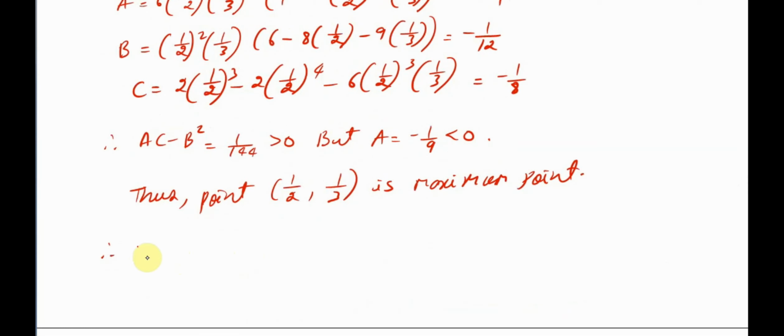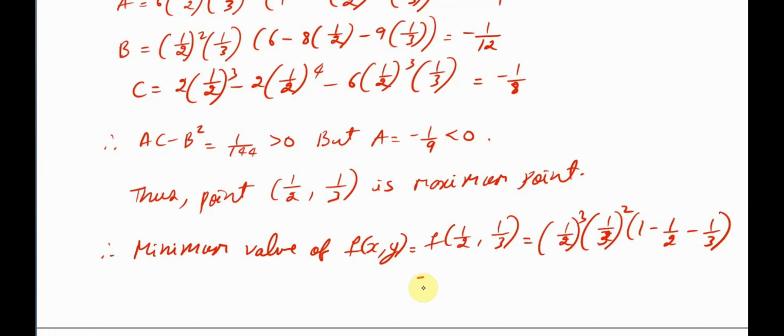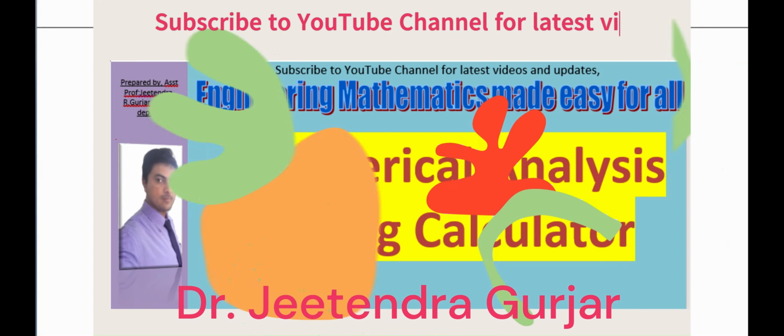Therefore our maximum value of f of x comma y is equal to f of 1 upon 2, 1 upon 3. Substitute in the function, students, x cube y square. So I'll just take x as 1 upon 2, so I'll substitute here cube, and y as 1 upon 3, and then 1 minus x minus y. This is the function, therefore the maximum value must be 1 divided by 432. So like this you have to simplify, students. Next I'm going to simplify this example.